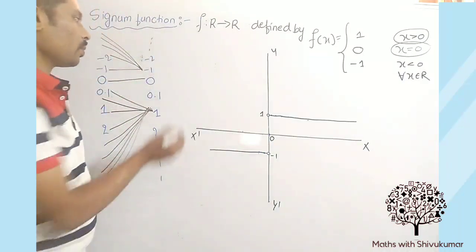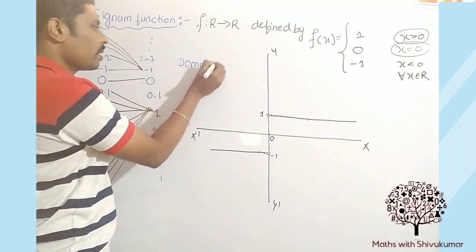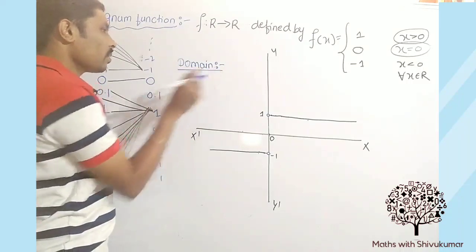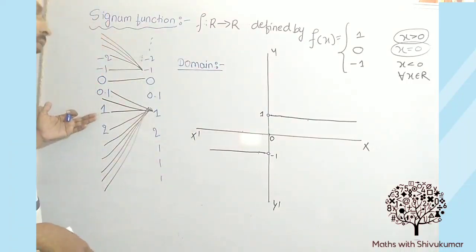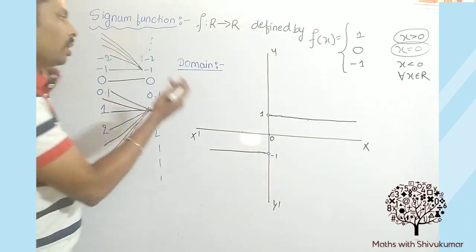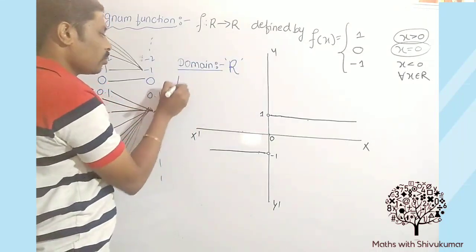Okay, now the question is, sir, what is the domain? You only tell me. Domain means what input values we are giving. I am giving 0, 0.1, 0.2, 1, 2, 3, -1, -2, means any real numbers I am giving, no? So domain is real numbers.